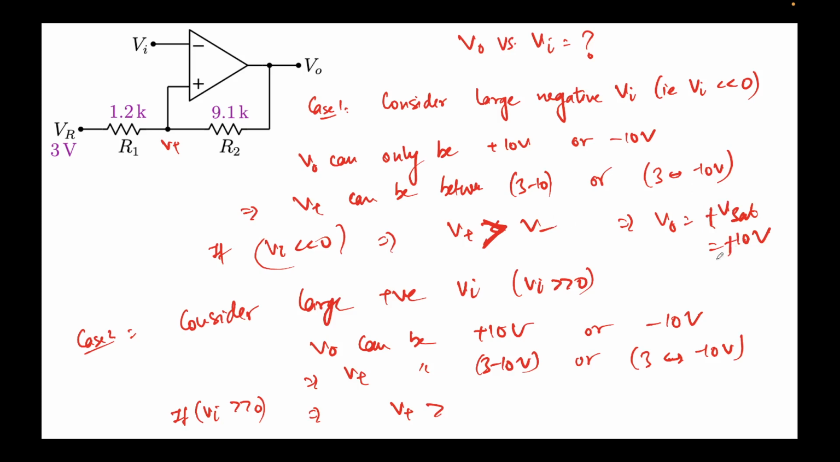This will be plus V sat. Okay, in this case, V plus is much smaller than V minus, because V minus, which is Vi, is very large. Okay, 50 volts, 70 volts. Alright, this implies V0 must be at minus V sat, which is equal to minus 10 volts. Okay, so this is the case that I have obtained. That is, when Vi is very small, V out is at plus 10, and when Vi is very much larger than 0, then V out is sitting at minus 10 volts.